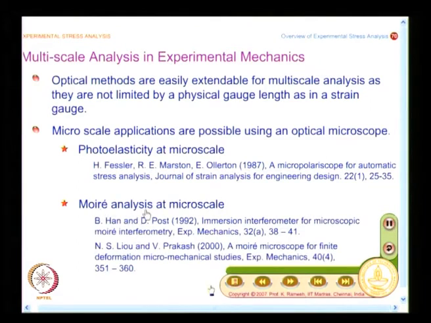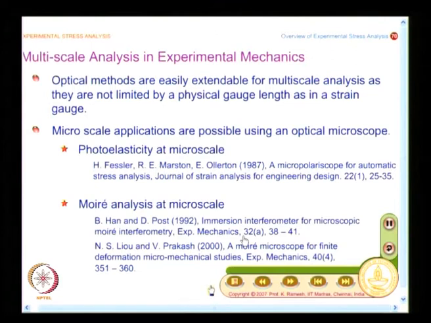So, Moire analysis at micro scale, you have Han and Post in 1992, and they have come out with an immersion interferometer for microscopic Moire interferometry. This has been published in Experimental Mechanics. Write it as EM, that is good enough. So, what you could do is just write the author, year, journal and the page reference. With this, it is possible for you to access the information in the library.